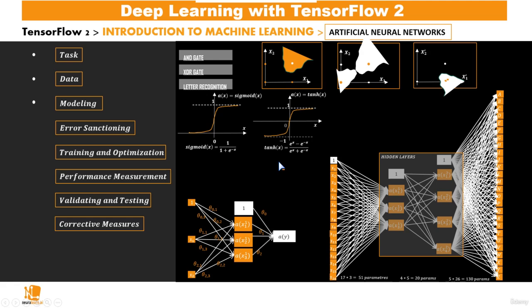The next activation function we could work with is the tanh function. This is the hyperbolic tangent function. You could go through our calculus course to better understand these functions, how they are plotted and their properties. With the tanh function, as x tends towards positive infinity, a of x tends towards 1. As x tends towards negative infinity, a of x tends towards negative 1. But the difference is that when x equals 0, a of x equals 0.